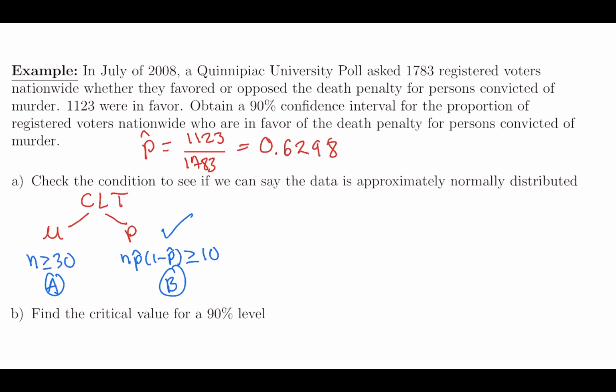Question? All right, no question. So let's go ahead and do B. We're going to say N, which is 1,783, multiplied by P, which is 0.6298, multiplied by 1 minus 0.6298. I'm going to do that in my calculator to save a little time. So I'll do 1,783 multiplied by 0.6298 multiplied by 1 minus 0.6298.